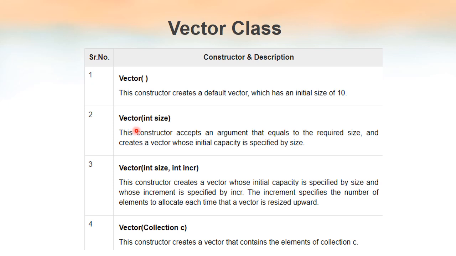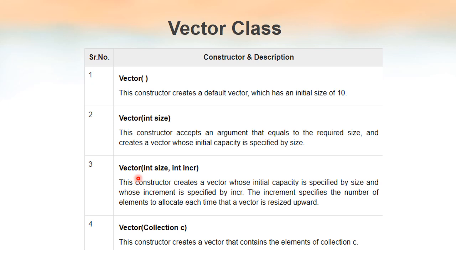Now if we want to create a vector with our own specific size, whose initial size we know already, we can use this constructor. When we use it, a vector with this size will be created. It doesn't mean that the number of elements we can store is limited to this size. It is only the initial size. As we add more elements into the vector, the size will keep on changing.